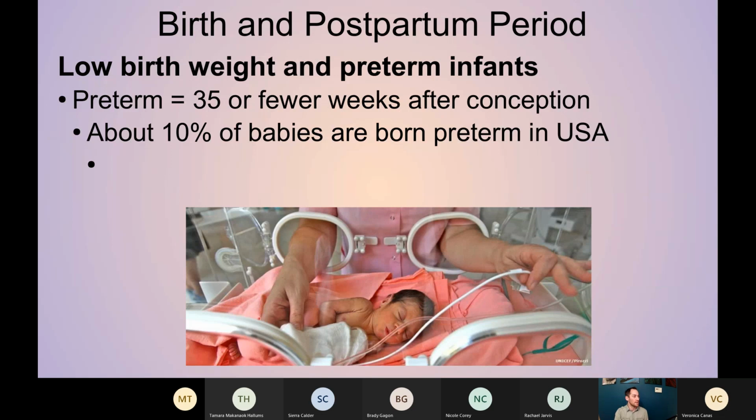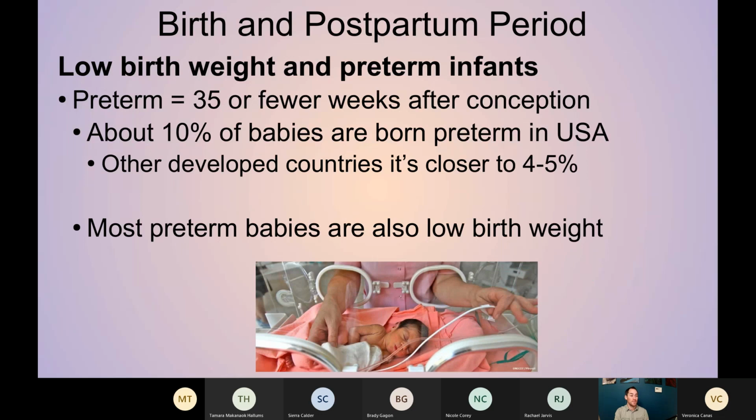It's on the next slide, basically. About 10% of babies are born preterm in the USA versus about 4 to 5% in other developed countries. So we're not doing as good in that department. So looking at maybe the prenatal care of other countries that are doing better might be a good idea.